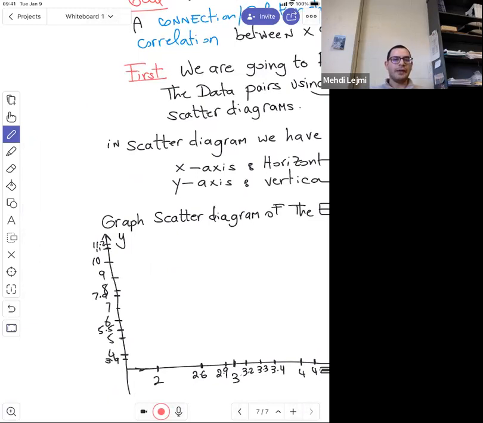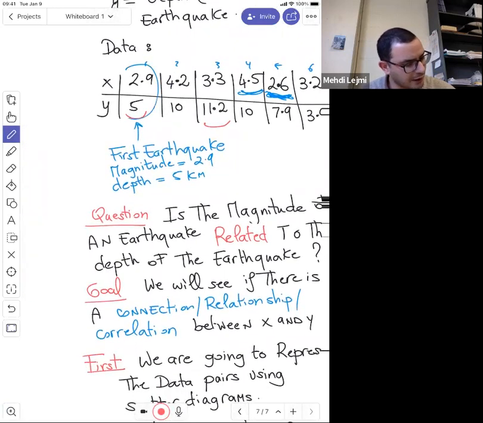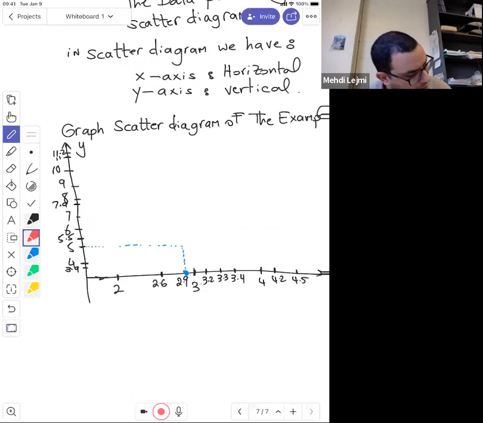All right. Now we have to plot the points, right? So the first point is 2.9 and 5. If x is 2.9, then y is 5. So here's my x, 2.9, and then y would be 5, so we go up to 5. That will be my first point, or my first data pair: x is 2.9, y is 5.